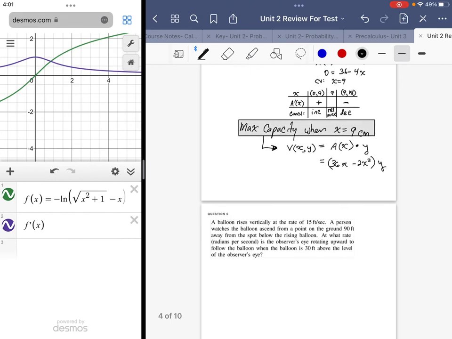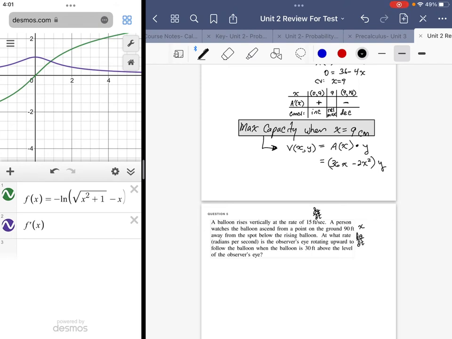All right. Number 5, a balloon rises vertically at the rate of 15 feet per second. So that's a vertical rate of change. So that's a dy dt. A person watches the balloon ascend from a point on the ground 90 feet away from the spot below the rising balloon. That sounds like an x value, horizontal distance. At what rate? Radians per second. Right? That sounds like a d theta dt.